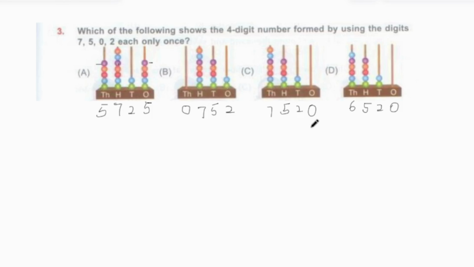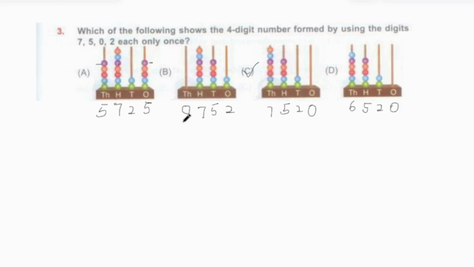Based on this counting, we can say option C is correct. That gives us all the 4 numbers that are mentioned in the question without repeating them. It's 7, 5, 2, 0.